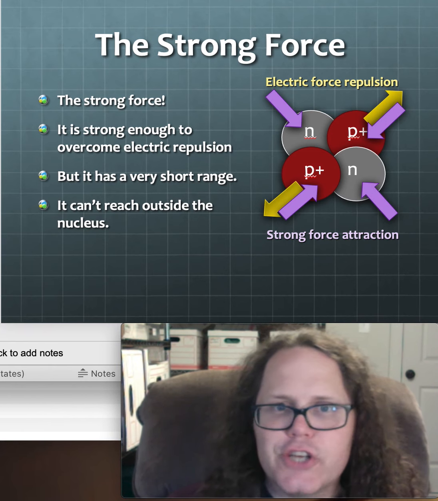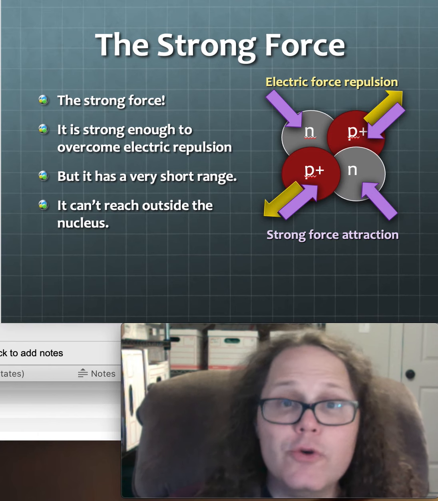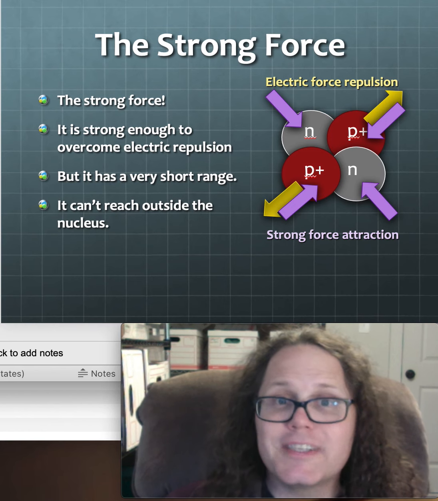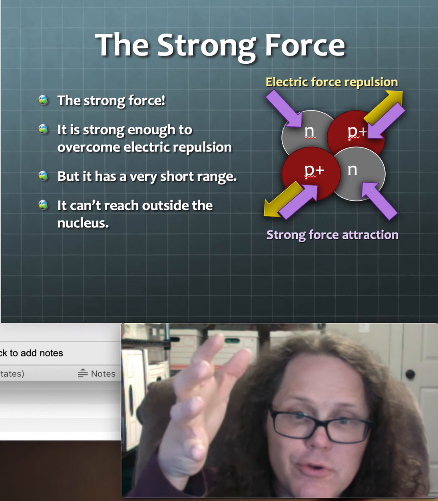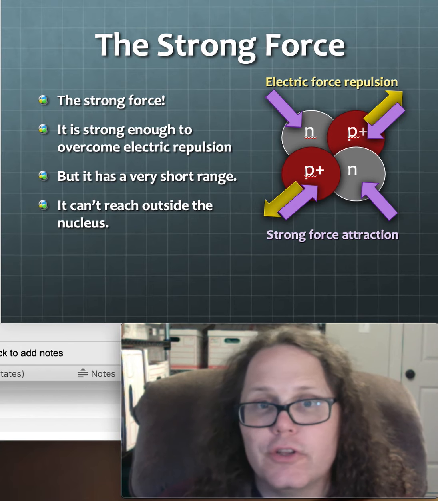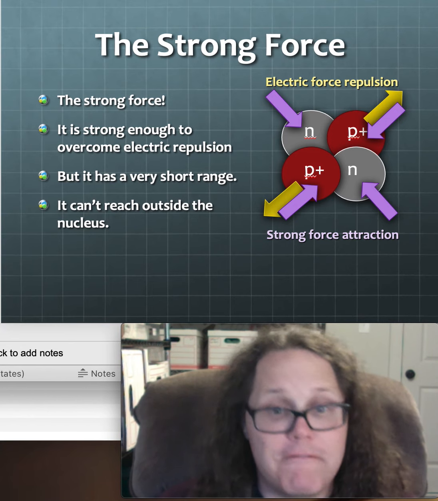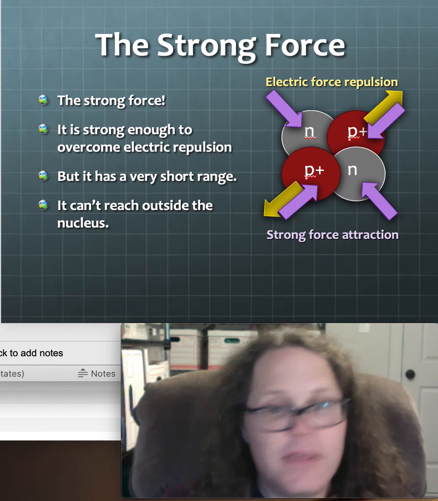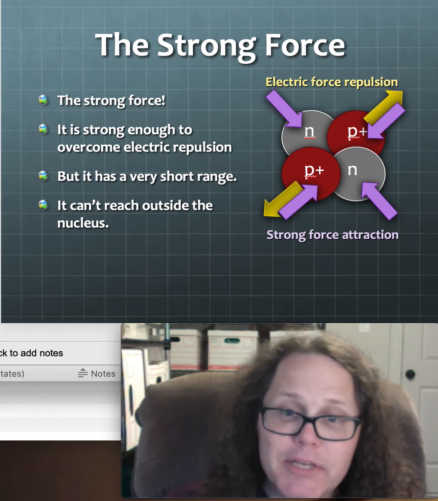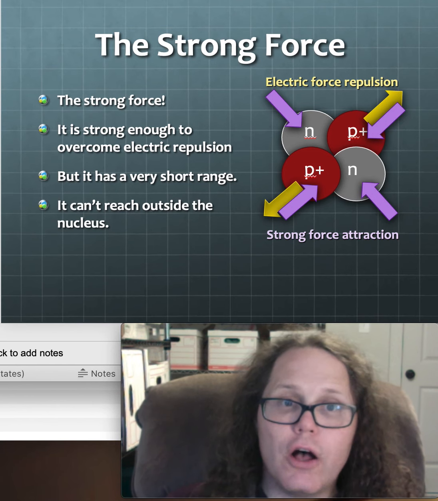It can't reach outside the nucleus. That's why nuclei are small. If the nucleus is too big, the strong force can't reach from one side of the nucleus to the other. In other words, the strong force can't hold a very large nucleus together. The electric force destroys it. So the size of a nucleus is limited by the range of the strong force.